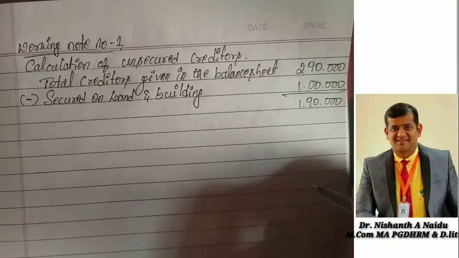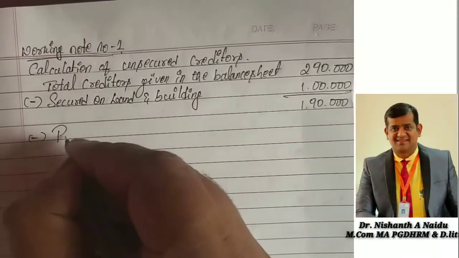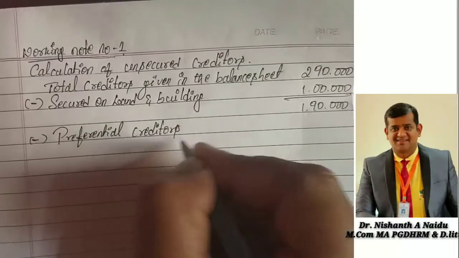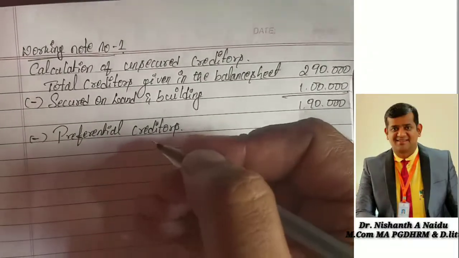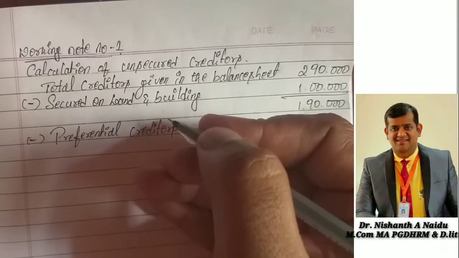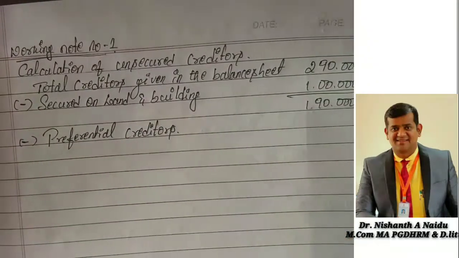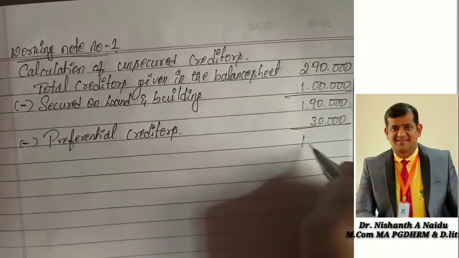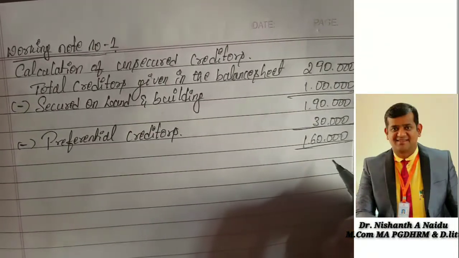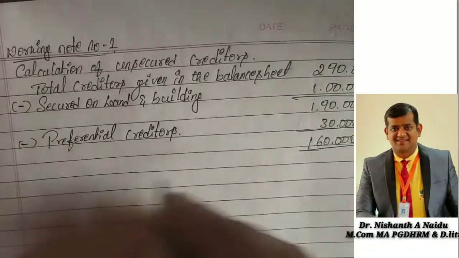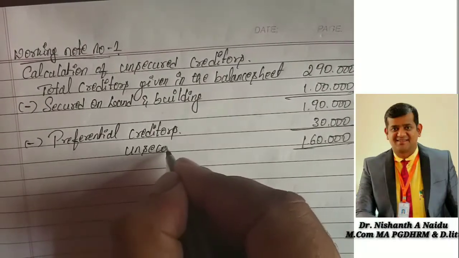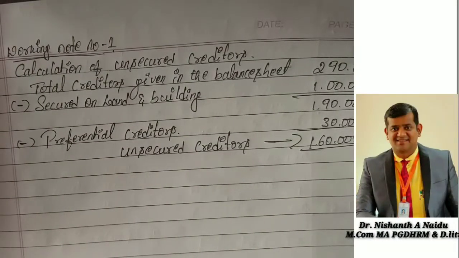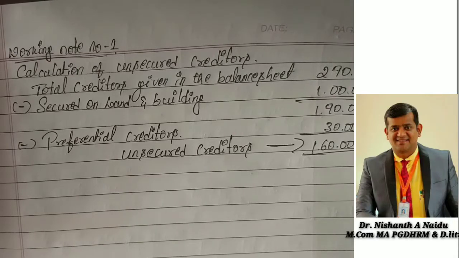1,90,000 rupees. Again, you have to check, is there any preferential creditors given in the adjustment? Yes, no. Preferential creditors should be deducted. How much preferential creditors they have given in the adjustment? See, last line of the problem, that is unsecured creditors. Preferential creditors amounted to rupees 30,000. So preferential creditors is always part of a creditor. So deduct 30,000 rupees. The balance you get after deducting this is what we call unsecured creditors. So I got the value of unsecured creditors as rupees 1,60,000.